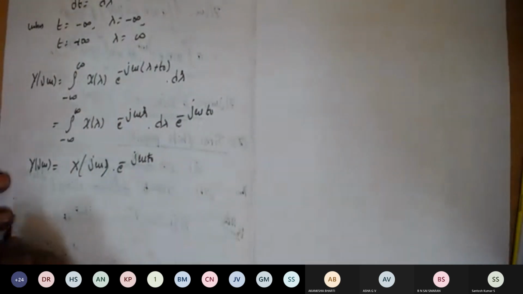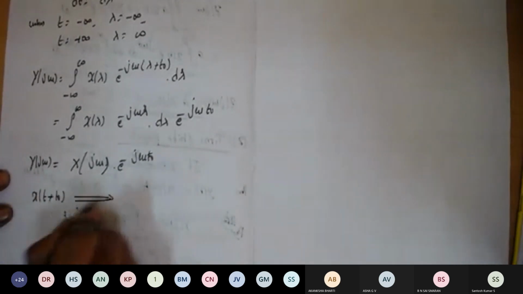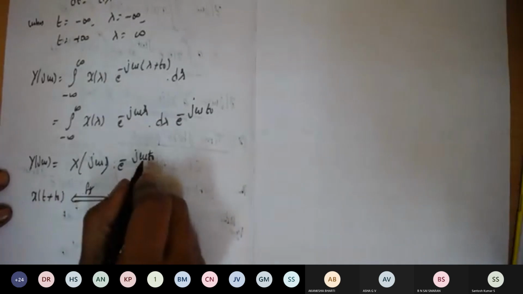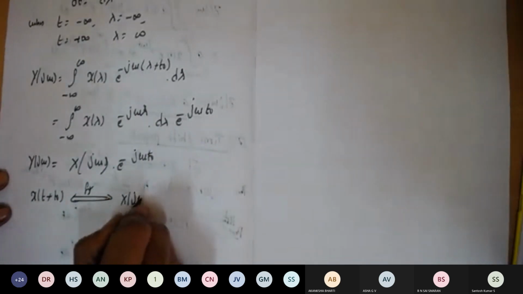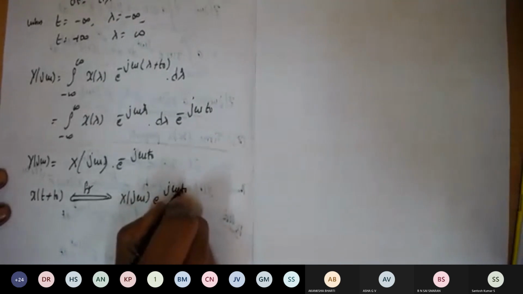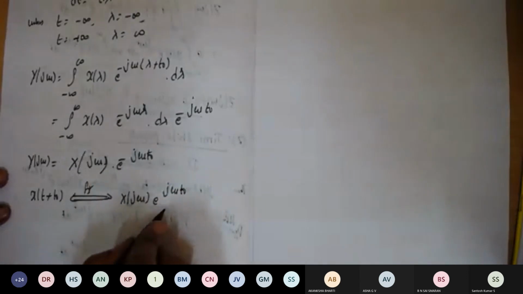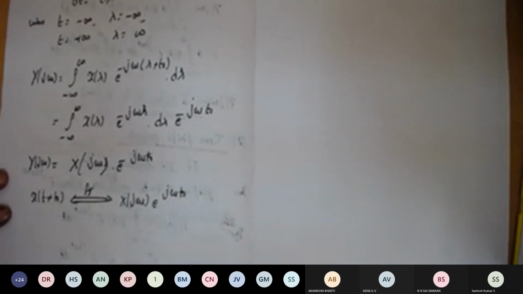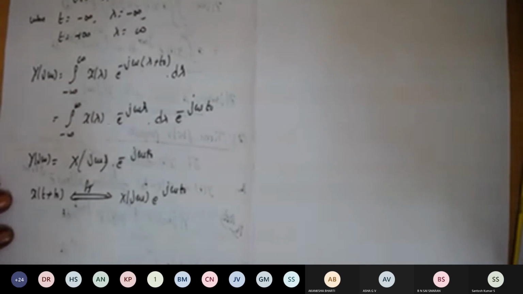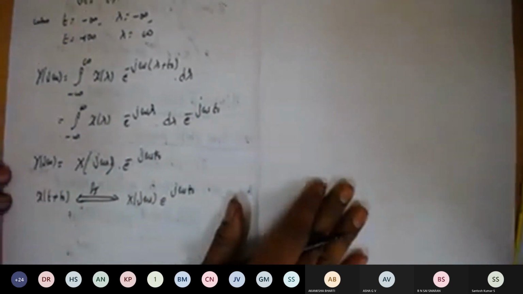So similarly, we can write the other property, that is x of t plus t naught. If I take the Fourier transform, so it is t minus t naught here. So for t plus t naught, if you take the corresponding Fourier transform, it will be X of j omega into plus j omega t naught. So that is multiplying the exponential series with plus t naught, which will be equal to multiplying with the positive exponential series. So this property you're going to call the time shift property.